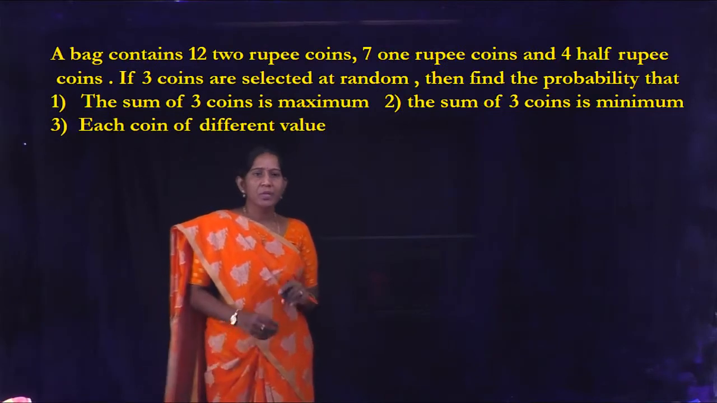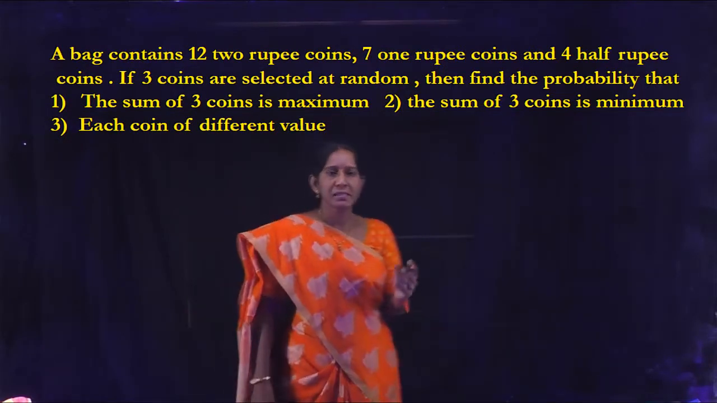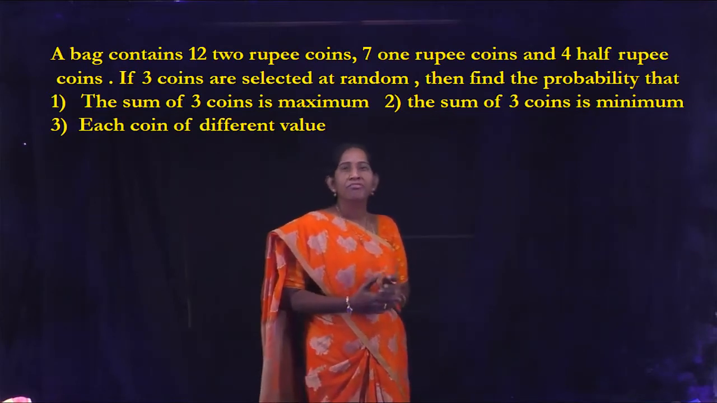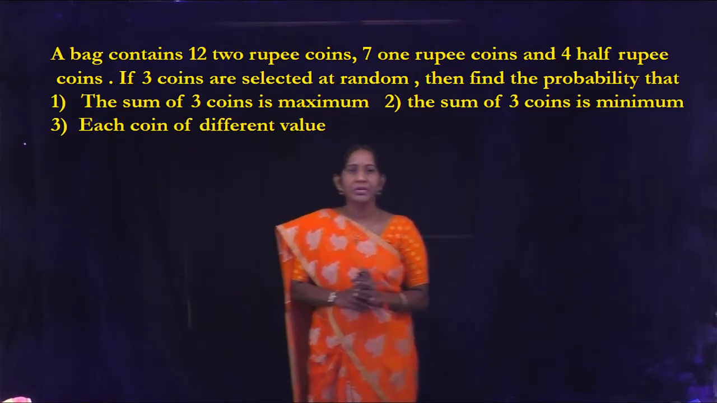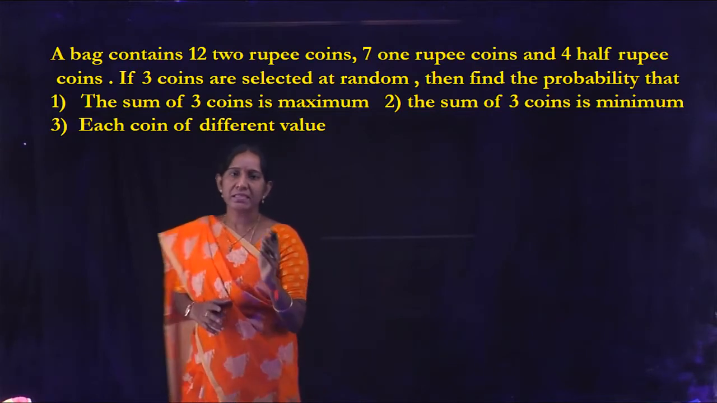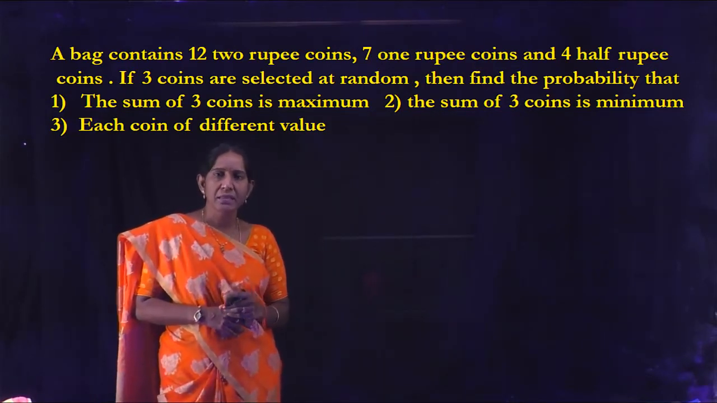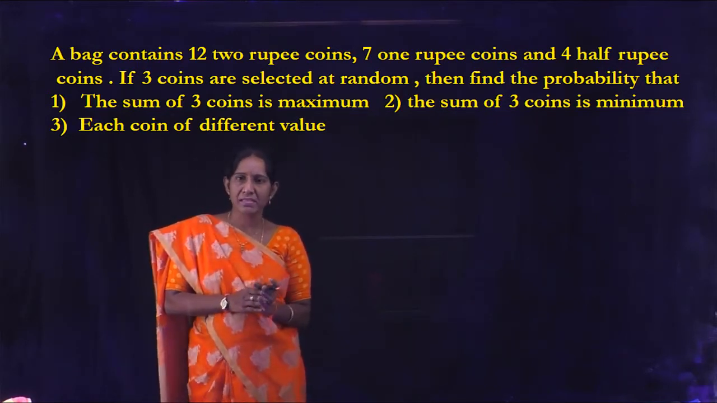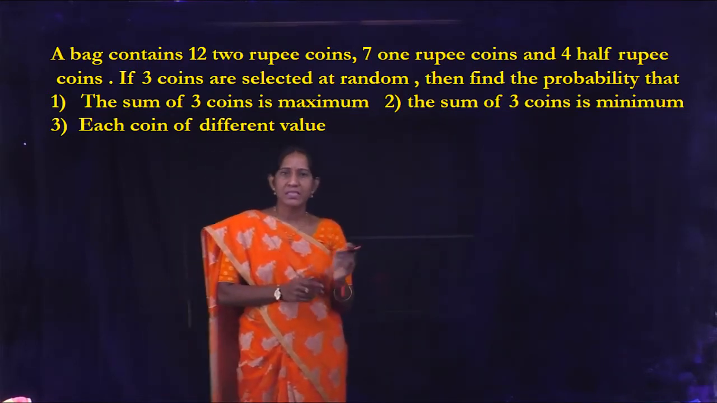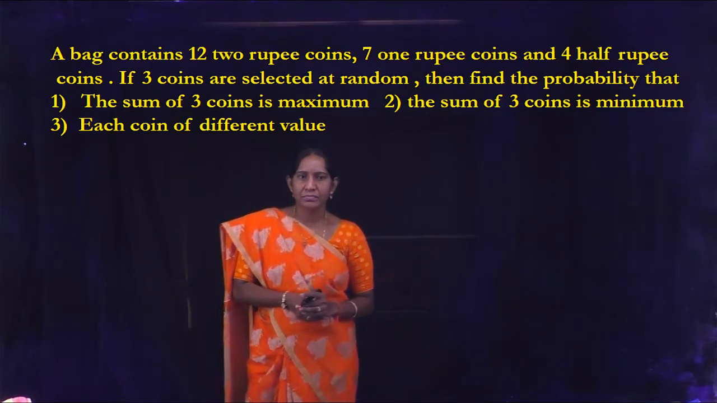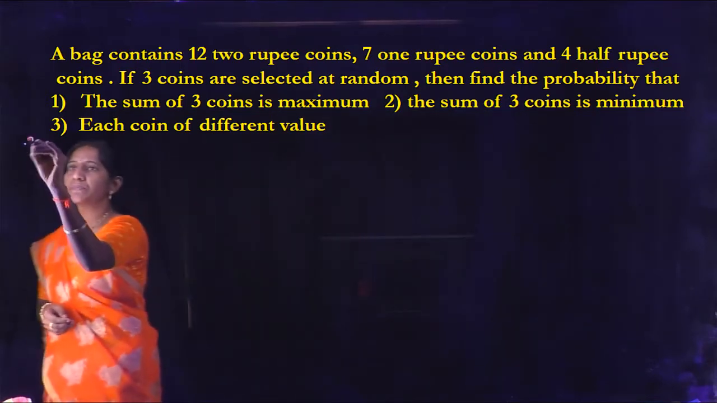Come to the next problem. A bag contains 12 2-rupee coins, 7 1-rupee coins and 4 half-rupee coins. If 3 coins are selected at random, find the probability that the sum of the 3 coins is maximum, the sum of the 3 coins is minimum, and each coin is of different value. Solution of this.